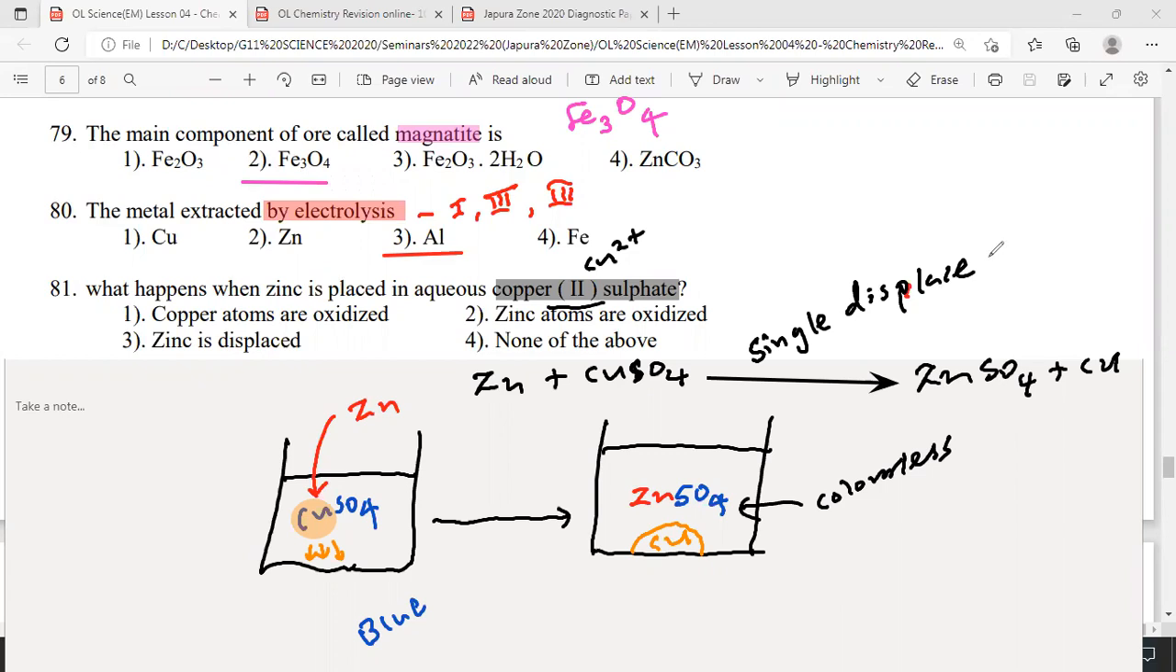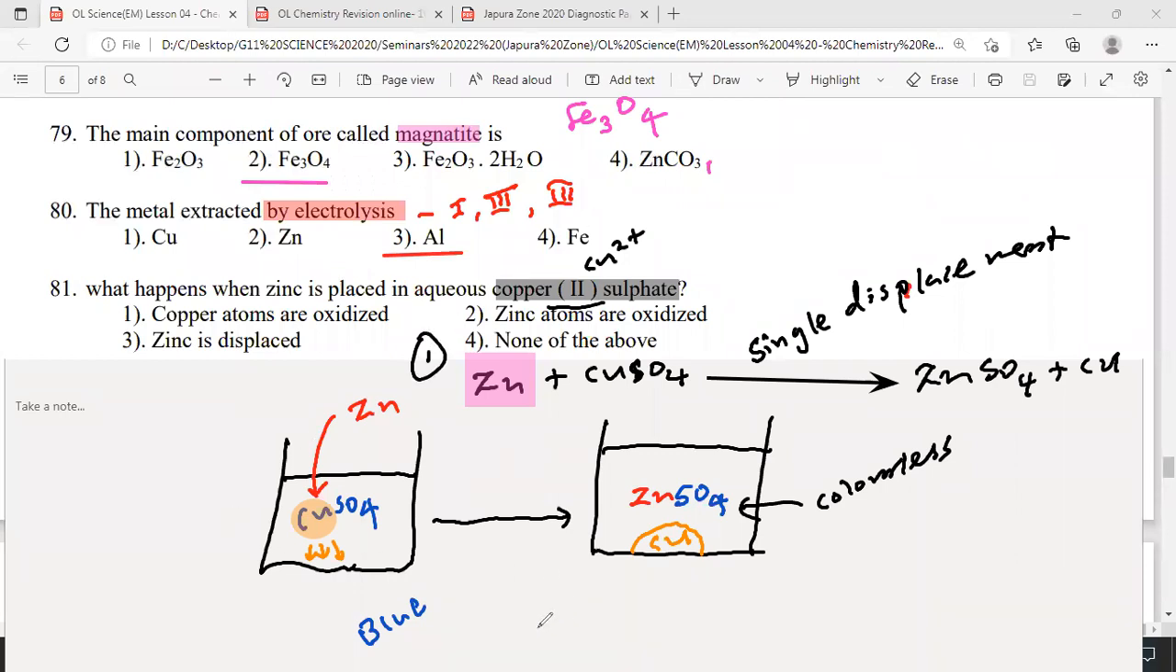Write it, everyone. Single displacement. Therefore, what is the main requirement for the single displacement reaction? The metal added should be more reactive than the one in the solution. Again, I'll repeat. The metal added has to be more reactive than the one in the solution. So actually what happens during this reaction? There are two reactions. So this is the overall reaction.